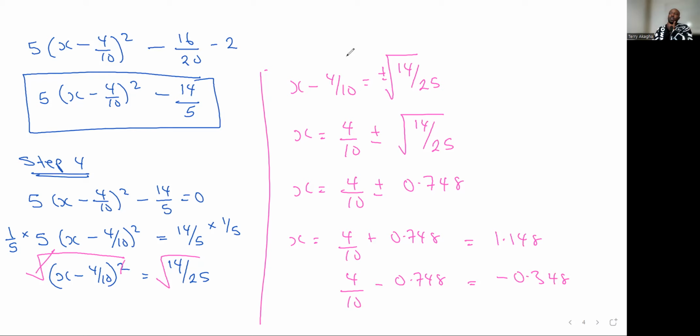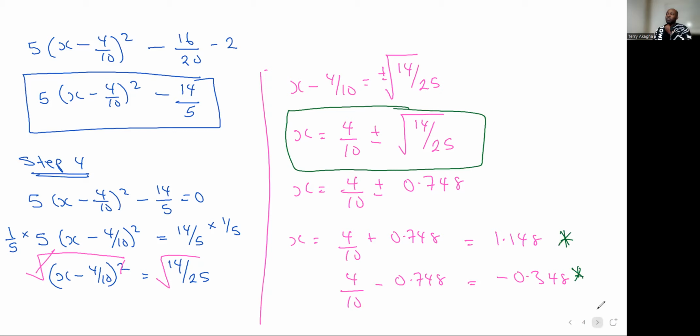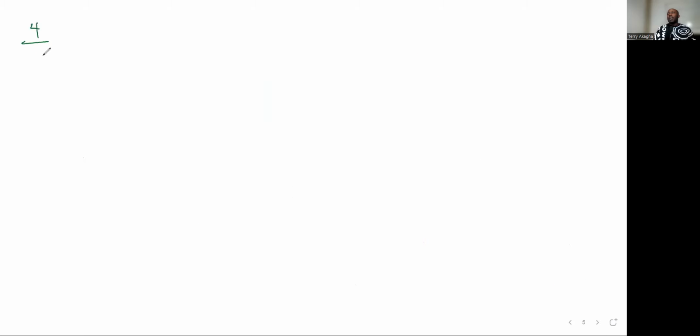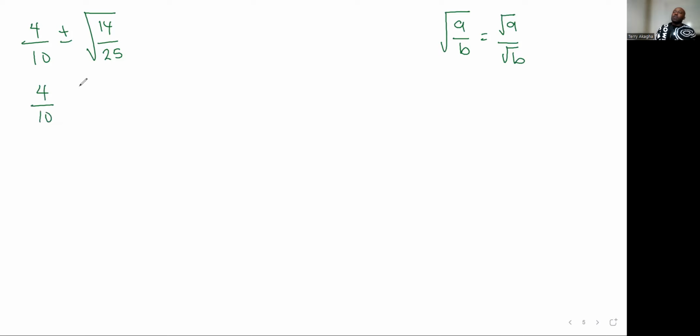But in some cases, they might want you to leave your answer in short form and not in decimal. So how do you do it? We have 4 over 10 plus or minus the square root of 14 over 25. Remember I taught you in surds that the square root of a over b is equal to the square root of a divided by the square root of b. So we're going to do this. It's going to be 4 over 10 plus or minus the square root of 14 divided by the square root of 25.